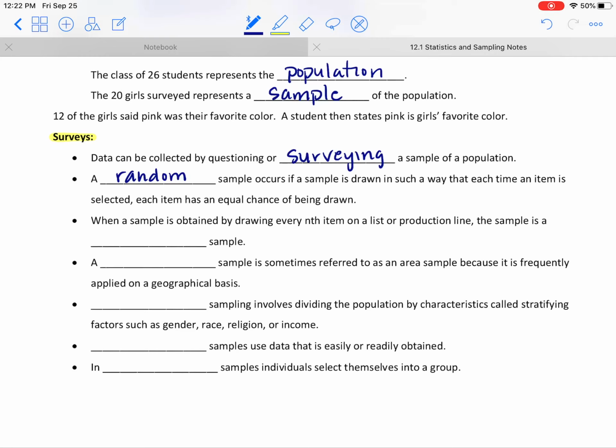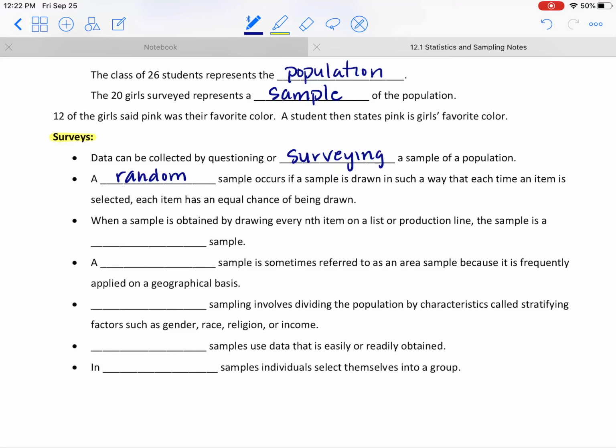But a random sample occurs in a way such that every time an item is selected, it's got an equal chance of being selected. Sort of like when you roll the six-sided die, right? The 1, 2, 3, 4, 5, and 6 all have an equally likely chance of coming up.